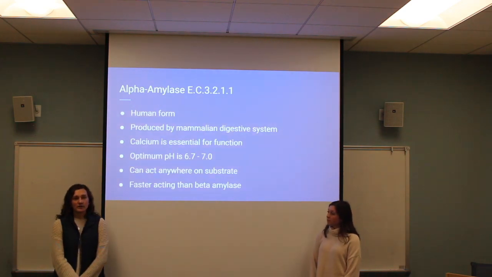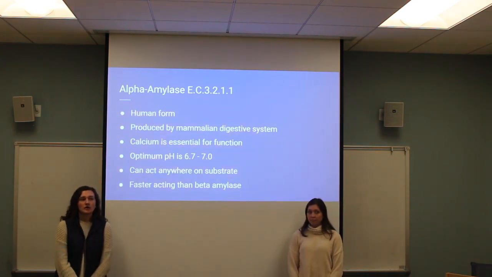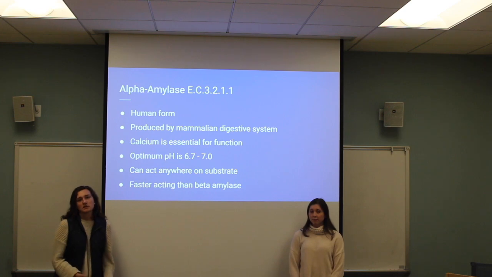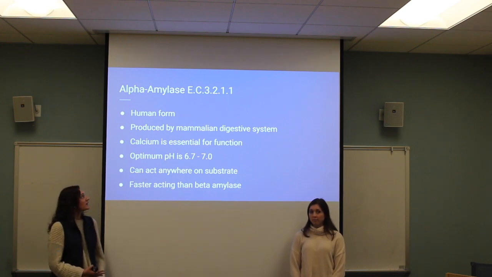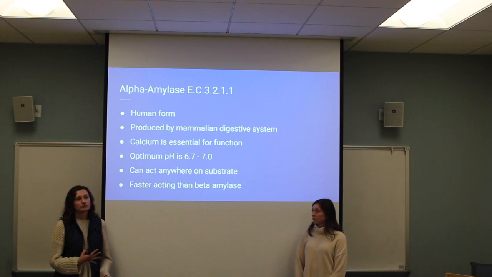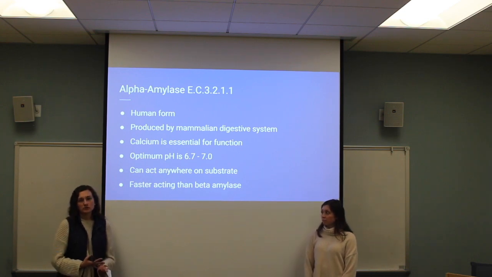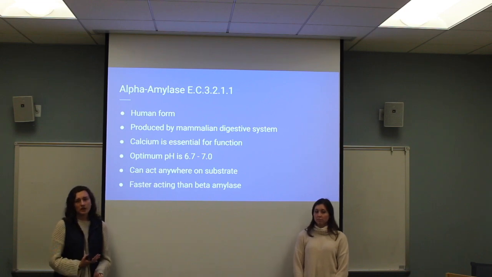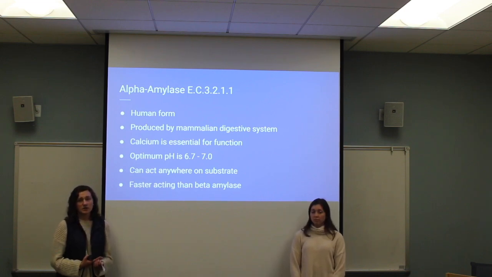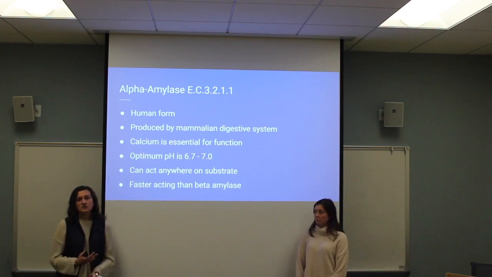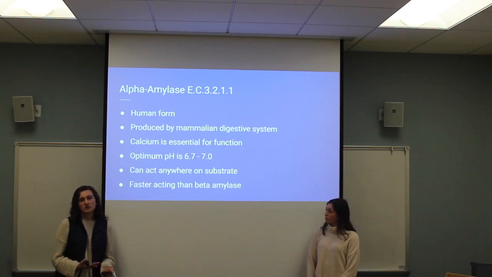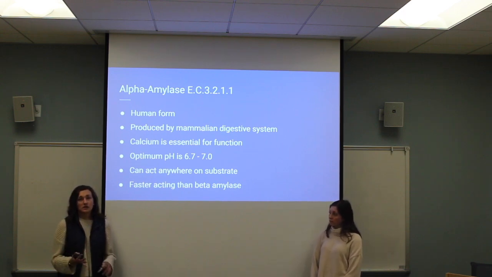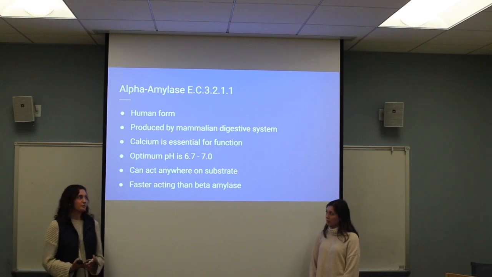Next we're going to talk mainly about alpha amylase due to the fact that it is most pertinent to us as humans. It's the enzyme that's produced through the digestive system of mammals. One of the key factors in amylase is calcium because it's essential for its function and it helps maintain the enzyme activity. In some cases, it can also help keep the enzyme from becoming denatured due to heat, and that's one of its essential roles as well.